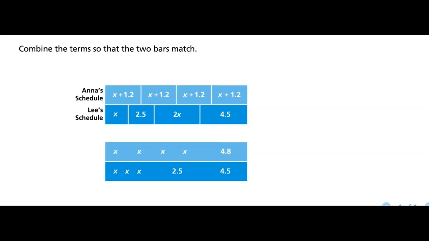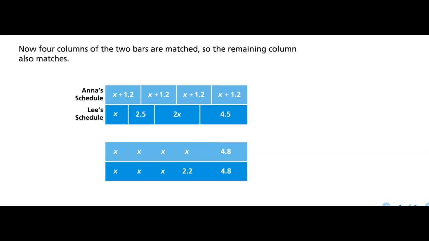To make the bar diagrams match, borrow 3/10 from 2 5/10, leaving 2 2/10. Then add 3/10 to 4 5/10 to make 4 8/10. Now 4 of the columns are matched. As a result, the remaining column must also match. The variable x equals 2 2/10.